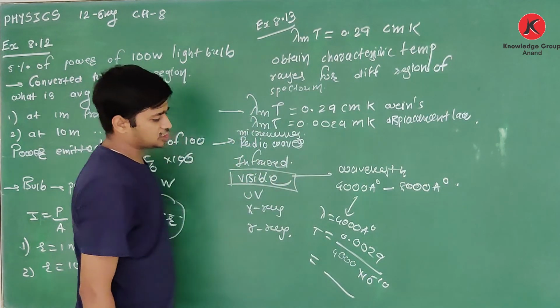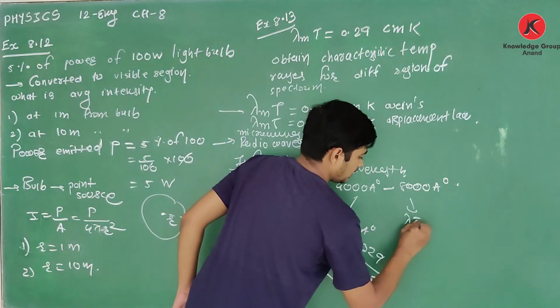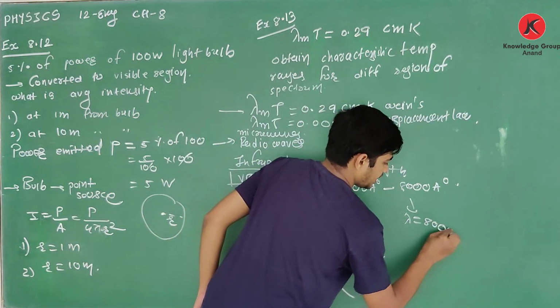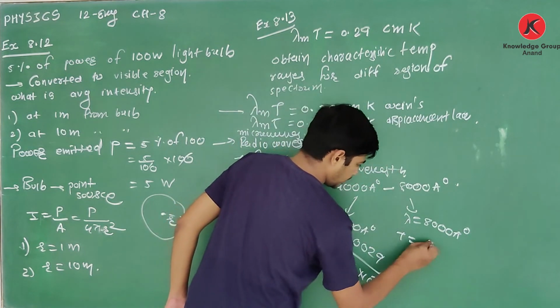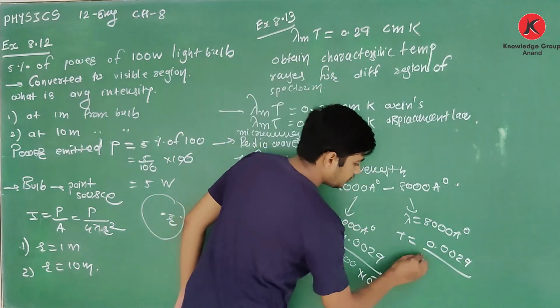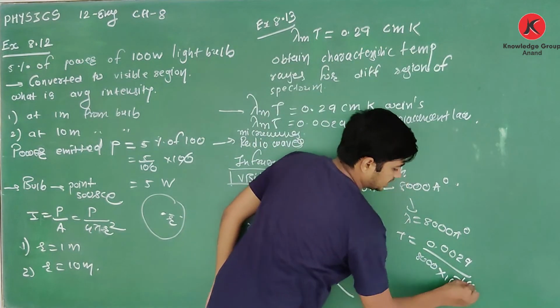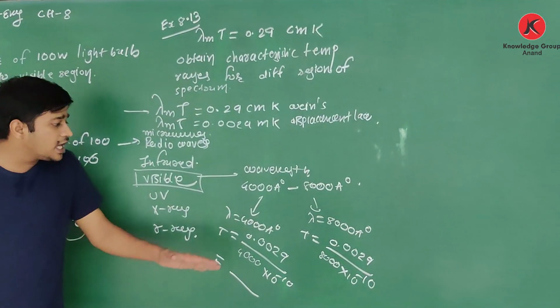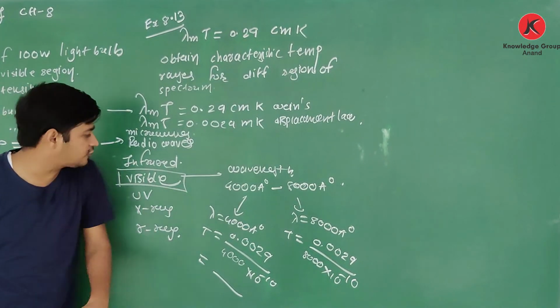Find the value of temperature. For this waveform, lambda is equal to 8000 angstrom. Again, T is equal to 0.0029 divided by 8000 into 10 raised to minus 10. Find the temperature. This is only for one part, that is the visible region.